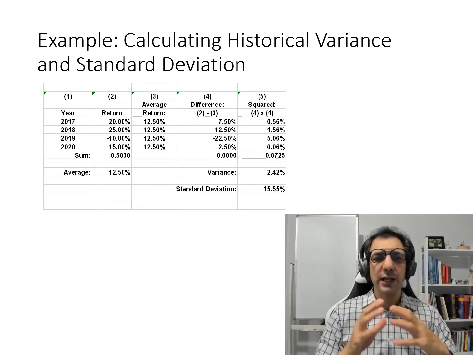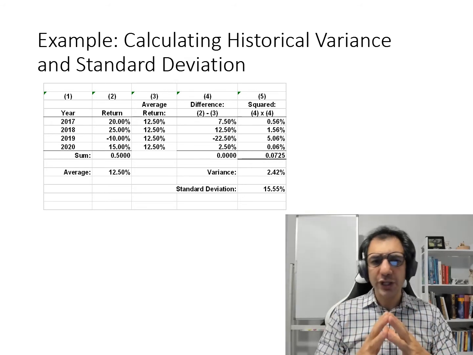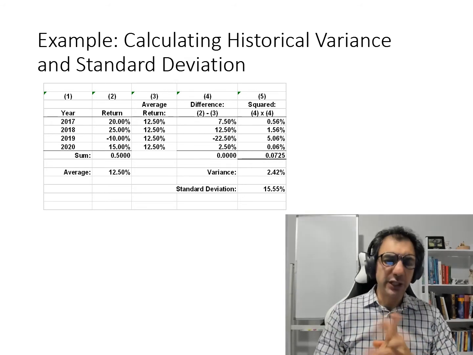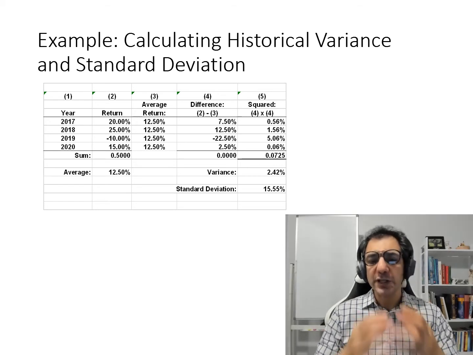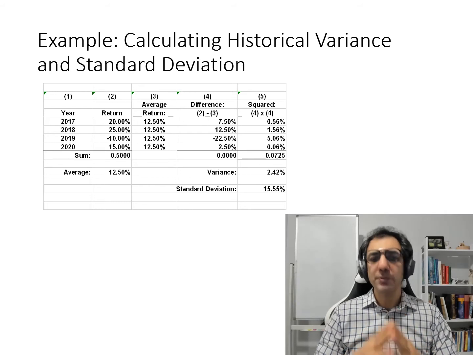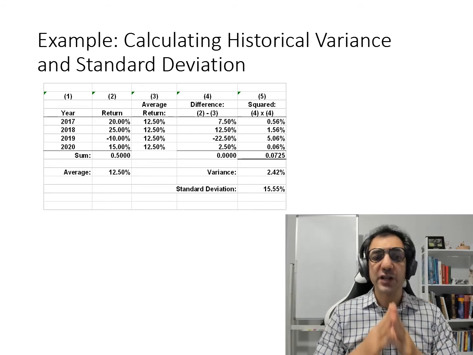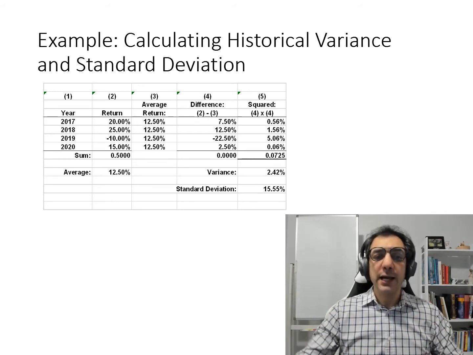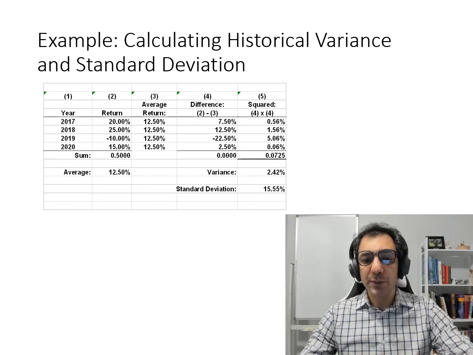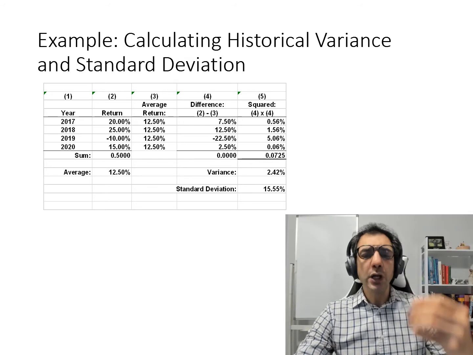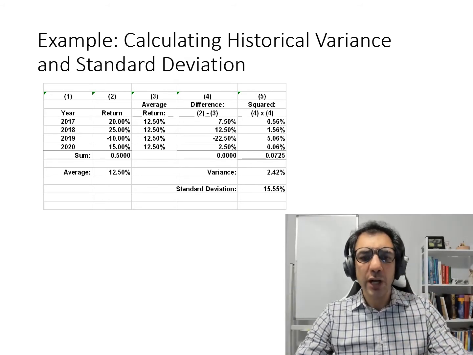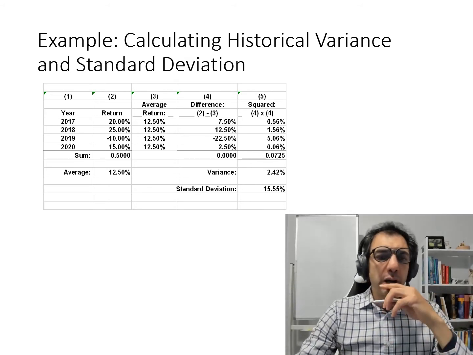Let's assume for the last 4 years, starting 2017, you know how much return a specific stock provided. So 20%, 25%, minus 10%, and 15% are the annual returns for a specific stock investment. Now, simply, you can calculate the average return, and we talk about this.